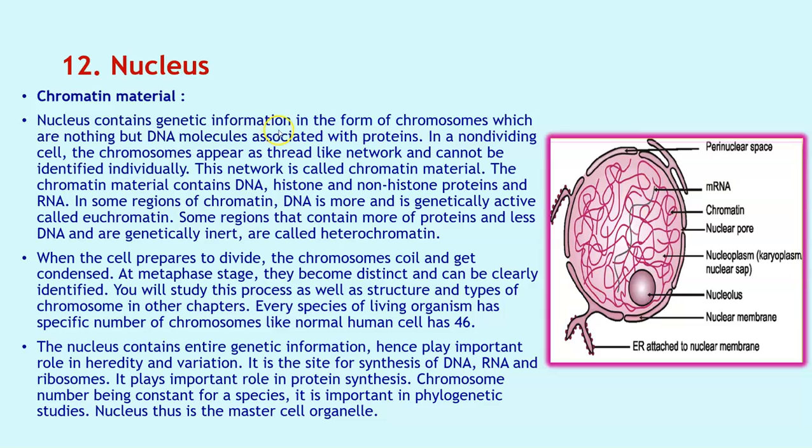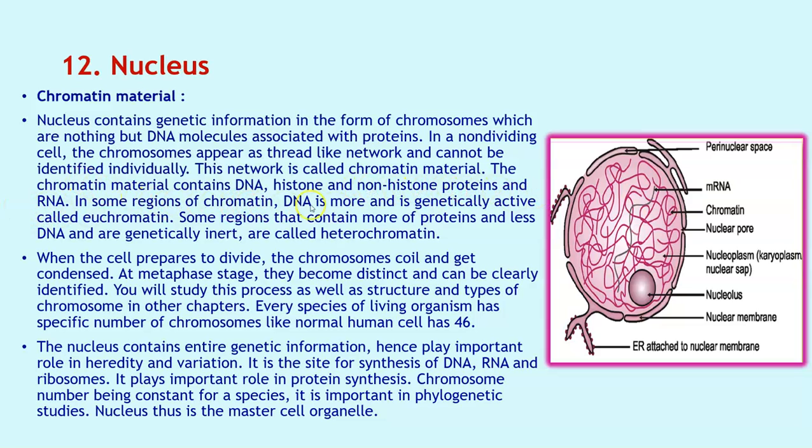Nucleus contains genetic information in the form of chromosomes, which are nothing but DNA molecules associated with proteins. In a non-dividing cell, the chromosomes appear as a thread-like network and cannot be identified individually. This network is called the chromatin material. The chromatin material contains DNA, histone and non-histone proteins and the RNA.